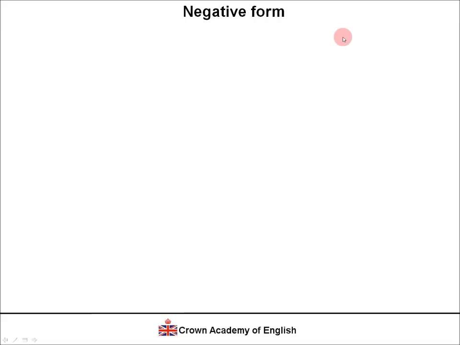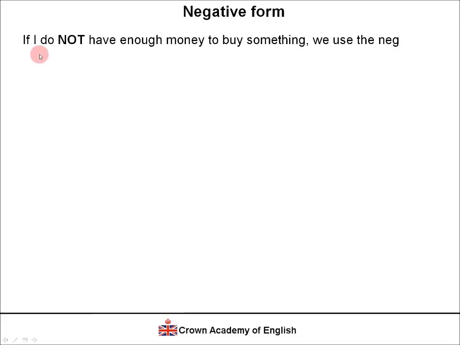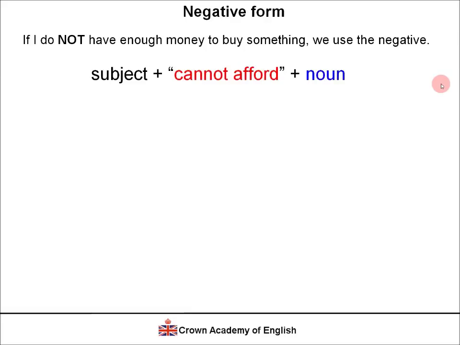The negative form. So the opposite situation is if I do not have enough money to buy something, then we use the negative. And there are two possible negative forms. This is the full negative form. Subject followed by cannot afford. Notice this is all one word. Cannot. Cannot afford followed by the noun phrase.